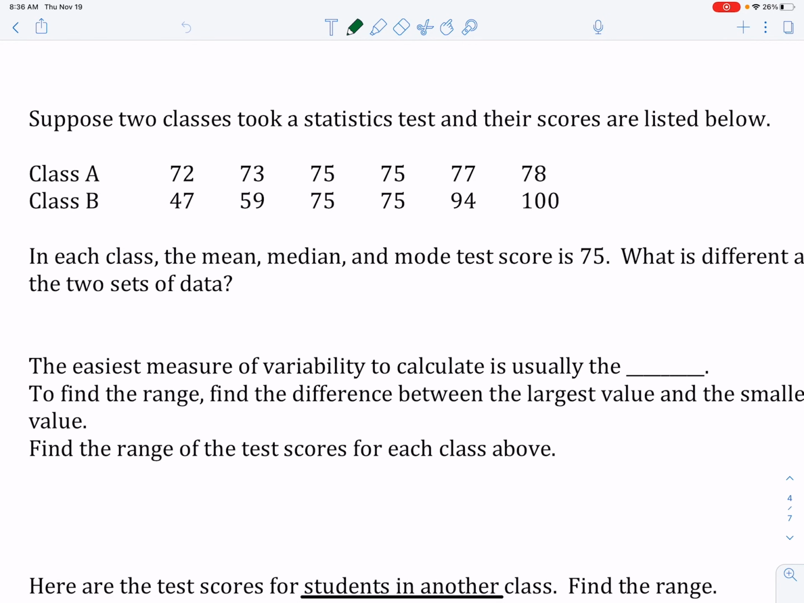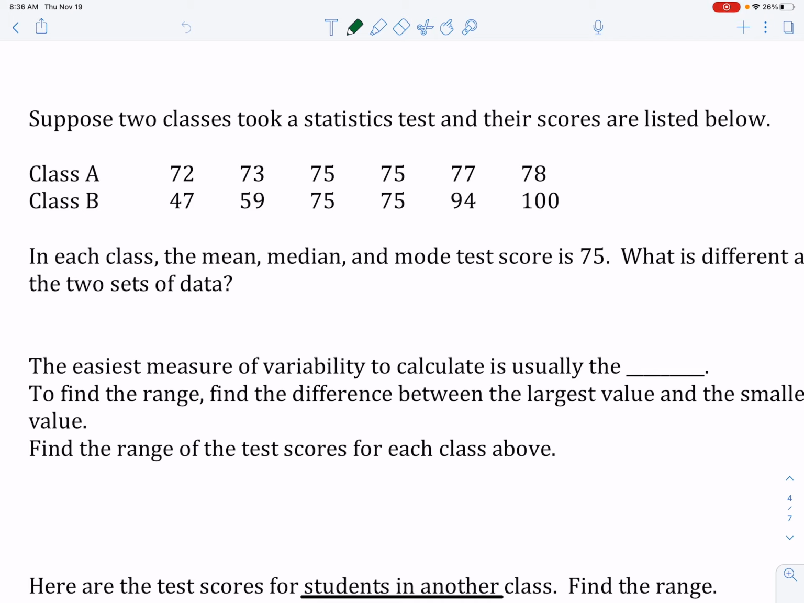Suppose two classes take a statistics test. In class A, the grades on the test are 72, 73, 75, 75, 77, and 78. Then in class B, the test scores were 47, 59, 75, 75, 94, and 100.